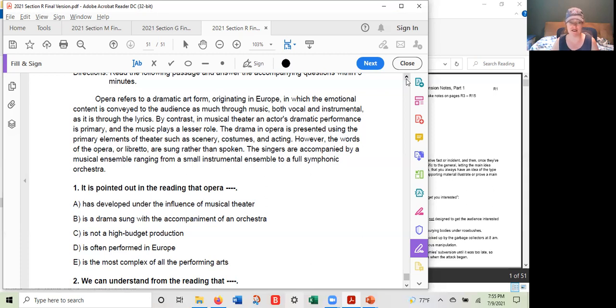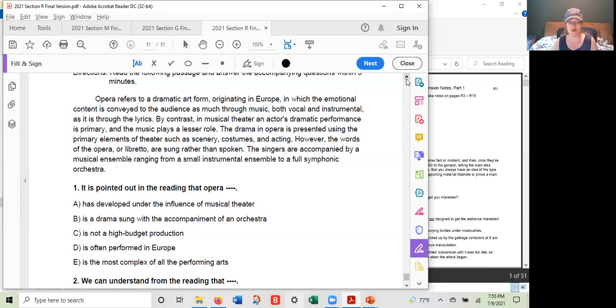Letter C, and I'm gonna read the question each time: is it pointed out in the reading that opera is not a high budget production? I saw nothing in here at all about budget or money, so I'm gonna cross that one out.